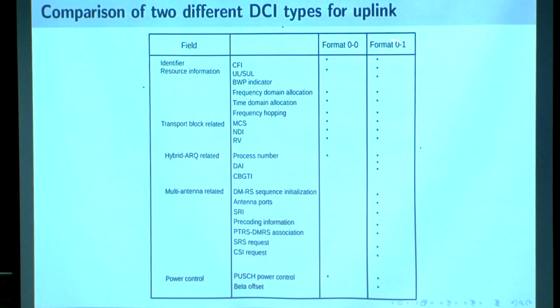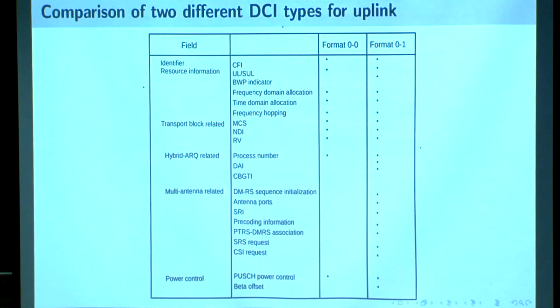The same applies for uplink: format 00, format 01. What is happening here? One thing which is immediately clear is that on the uplink side you can only send one transport block, maximum one transport block. So there is no field for the second transport block. That's one difference.